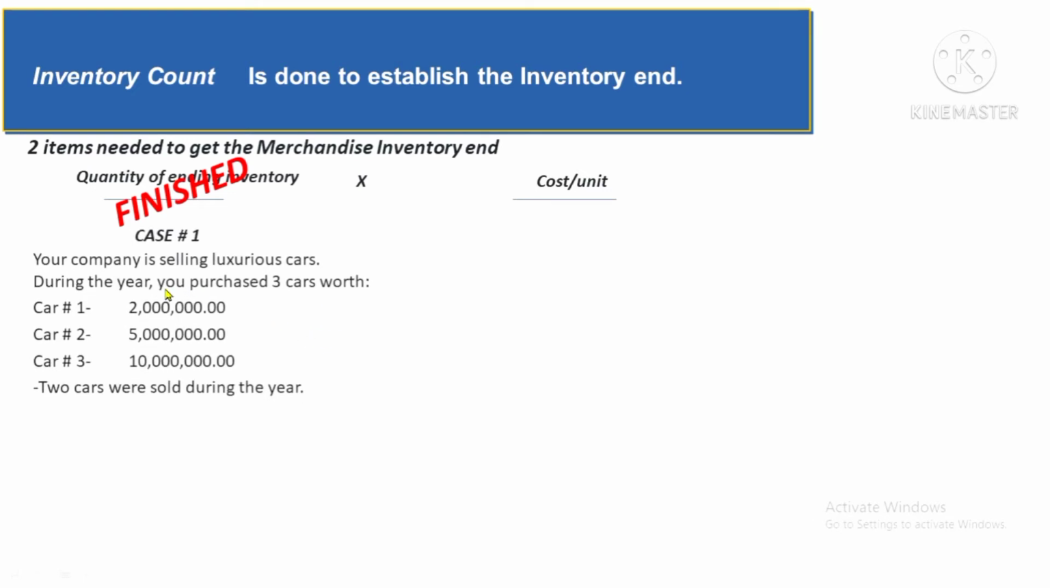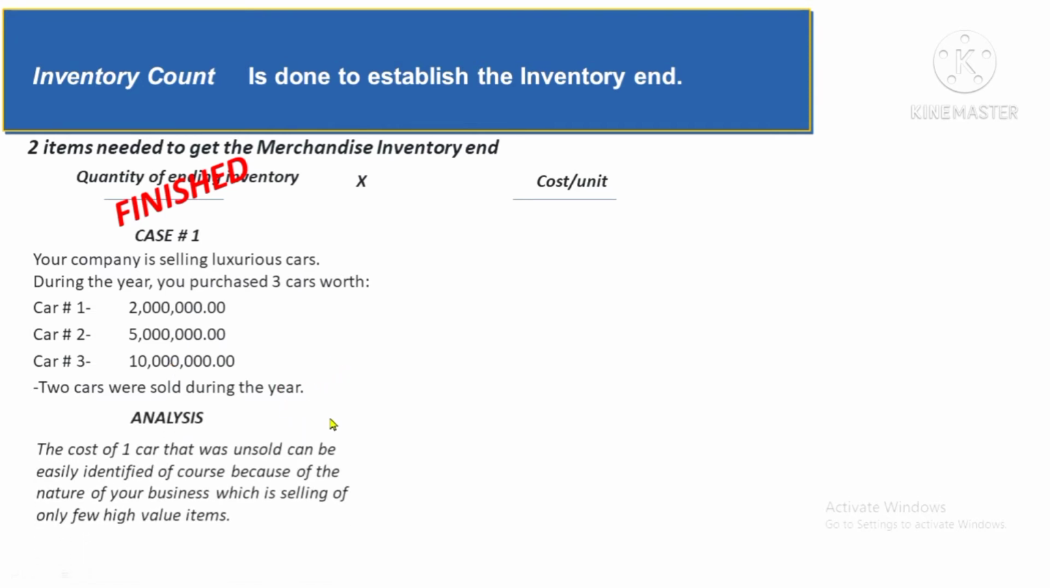Your company is selling luxurious cars. During the year, you purchased 3 cars: car number 1 is worth 2 million, car number 2 is worth 5 million, and car number 3 is worth 10 million. 2 cars were sold during the year. So let's analyze. The cost of one car that was unsold can be easily identified, of course, because of the nature of your business, which is selling only a few high value items. I don't think you can forget which of these cars are unsold, and if you can identify it, then you can also remember the cost of that unsold car. So that's what we mean by specific identification.